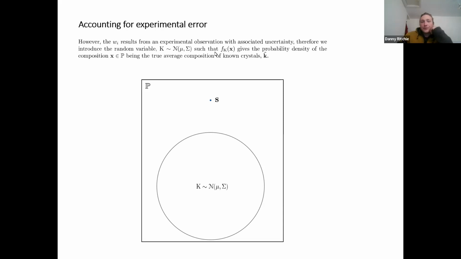We introduce this multivariate normal distribution such that f_K(x) gives the probability density of the composition x being the true average composition. Obviously, the normal distribution's support will actually be the entirety of P, but I've just drawn the support for like 99% of probability mass. So here's P, just a square box. Here's the sample point, and here's the distribution where we think the average composition is going to be.